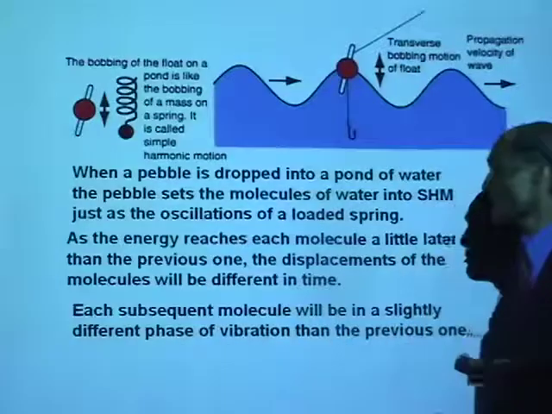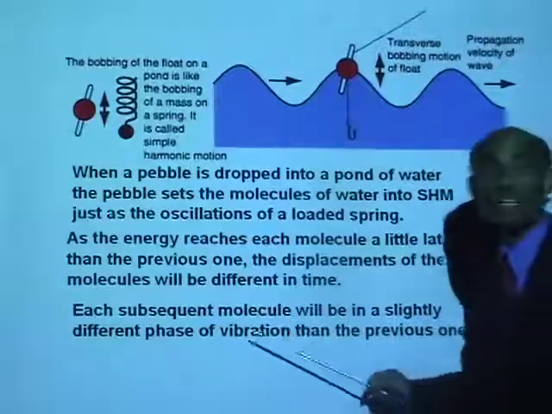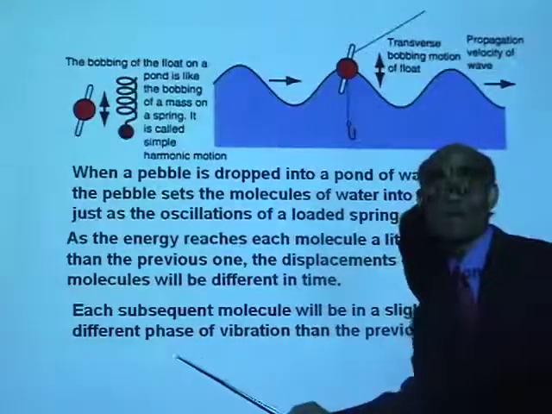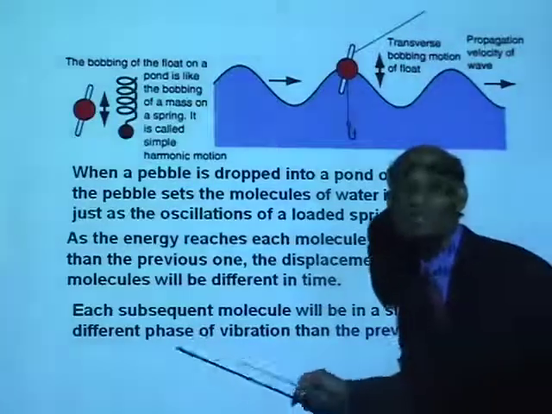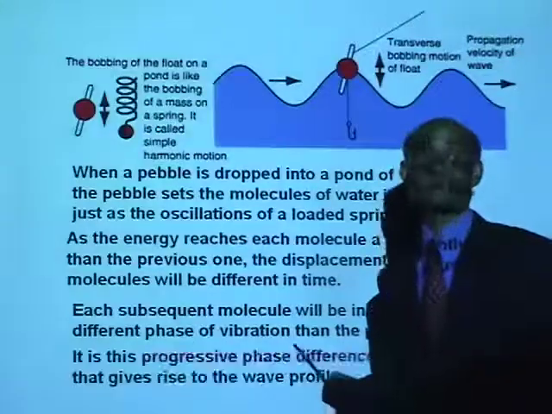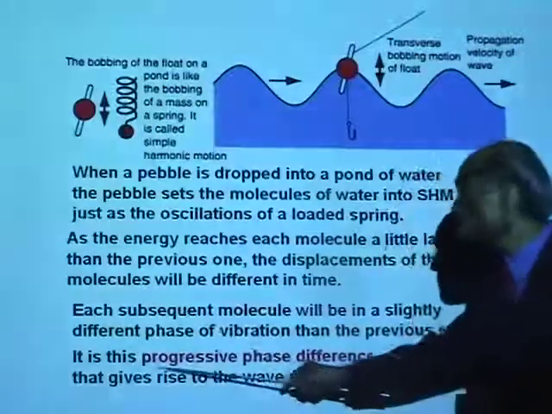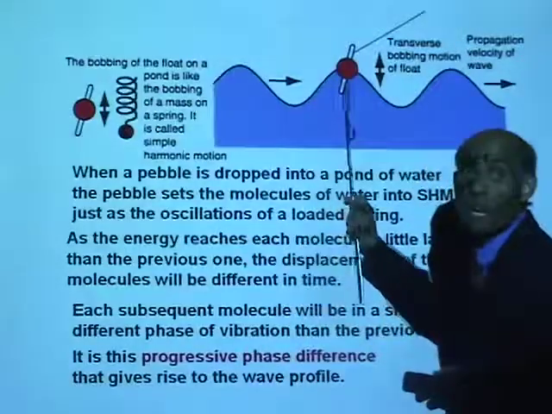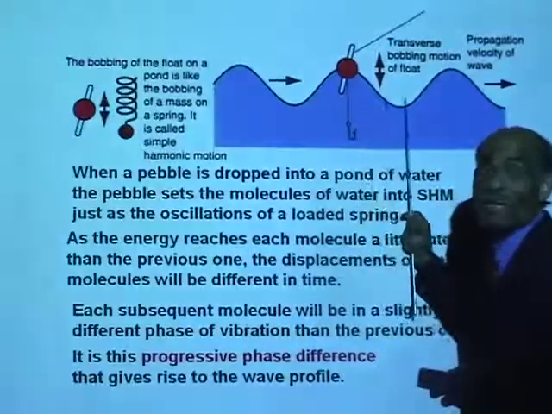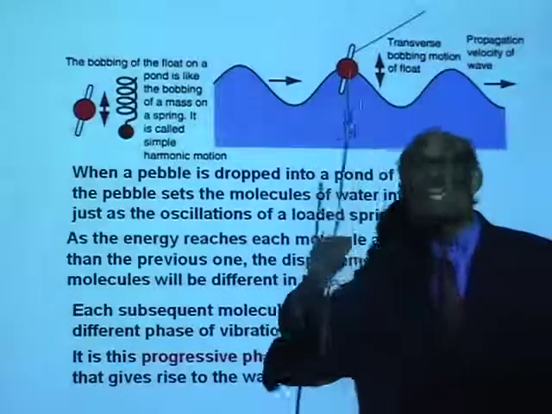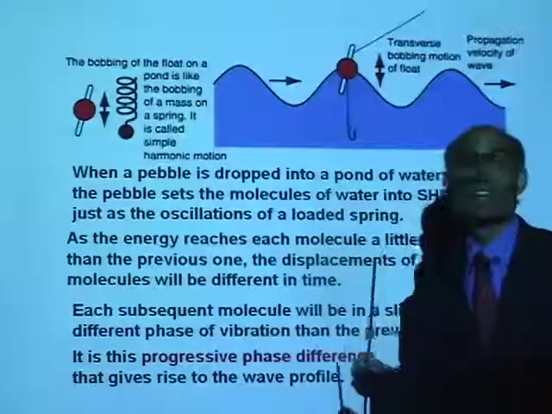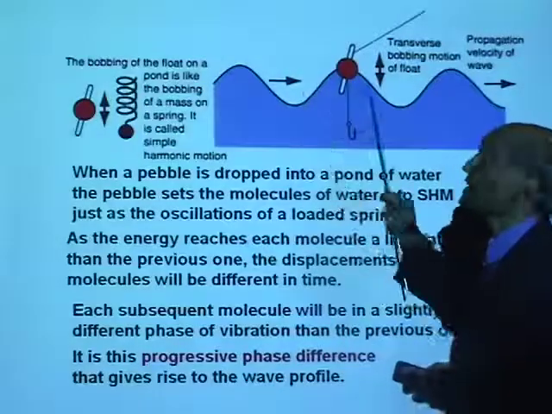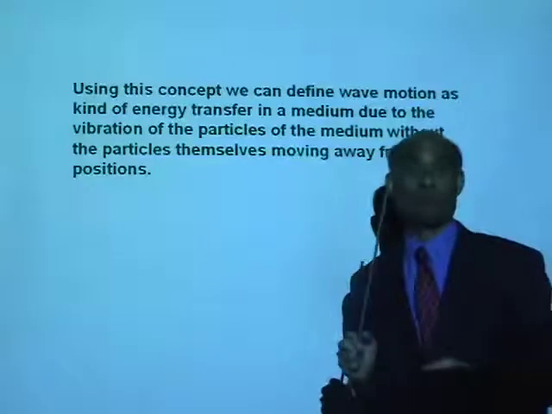Each subsequent molecule will be in a slightly different phase of vibration. I want you to understand this. I will develop this in our next couple of slides. Now, it is this progressive phase difference. If you move from particle to particle in a medium, there will be a progressive phase difference. And it is that progressive phase difference that creates that wave profile.